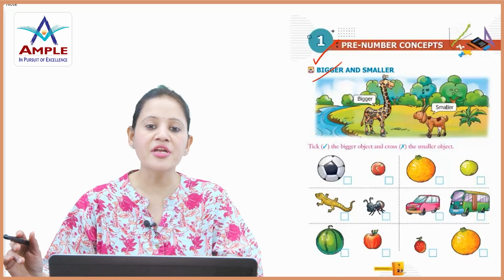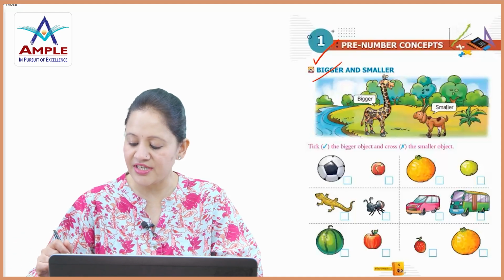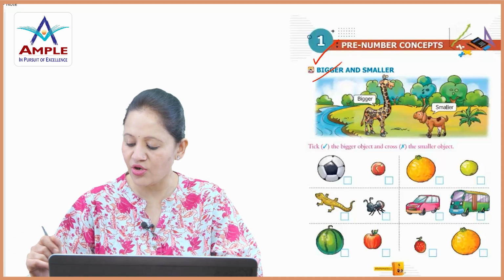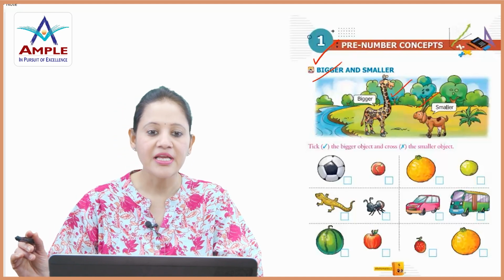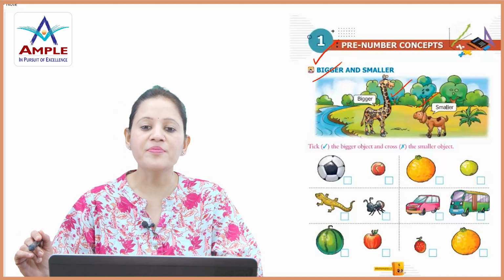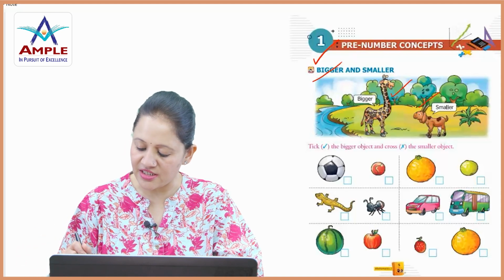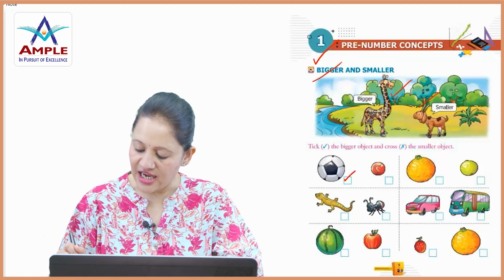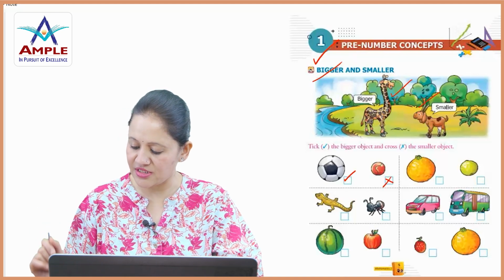So bigger and smaller, here we are talking about the size. You can see the giraffe is bigger than the goat. So giraffe is bigger and goat is smaller. Clear? Next, take the bigger object and cross the smaller object. So bigger object here, this ball is bigger, so we'll take it and we'll cross this one. Clear? So like this you'll do other questions.